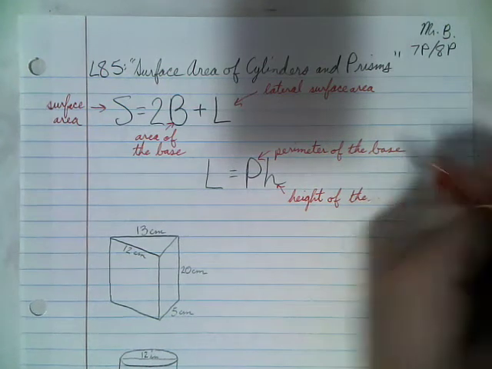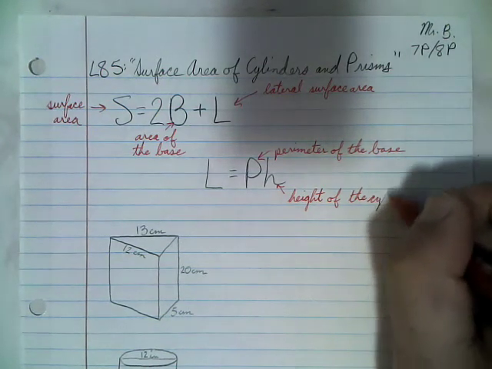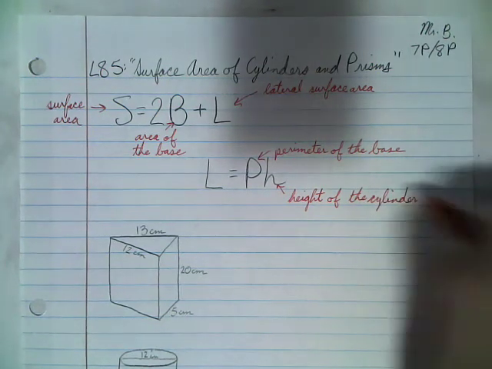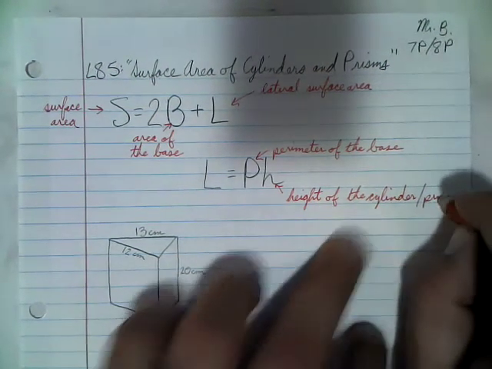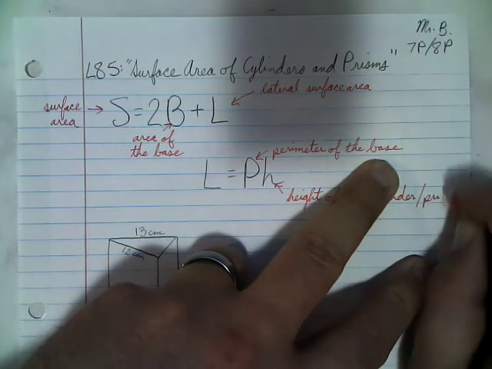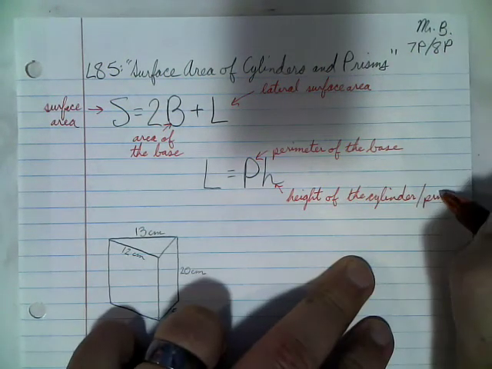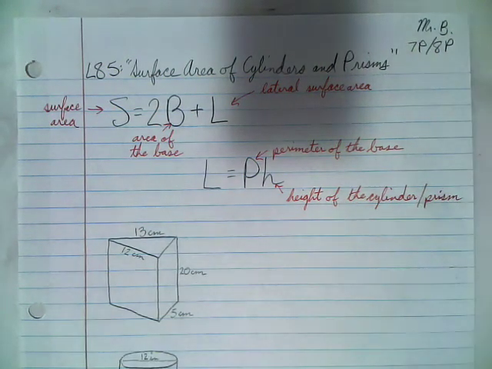It's a C, not an S, for cylinder. There we go. Cylinder slash prism. I don't know what it is with me and S's. I'm putting them in some places and taking them out of others. All right, prism, there we go. Height of the cylinder or prism.